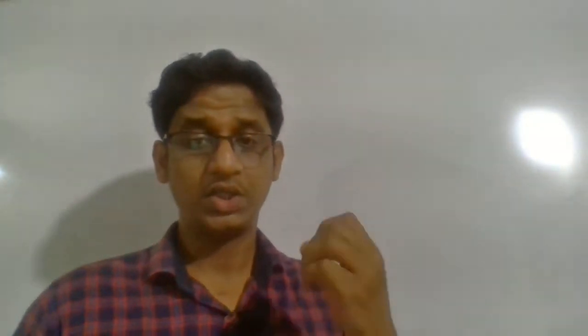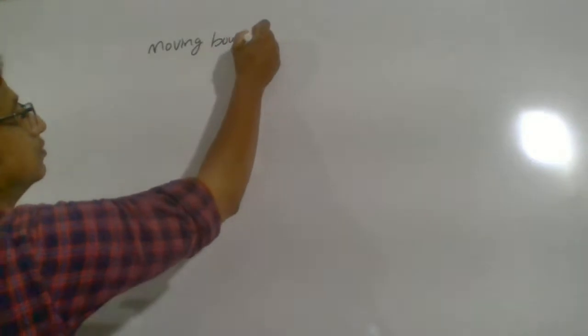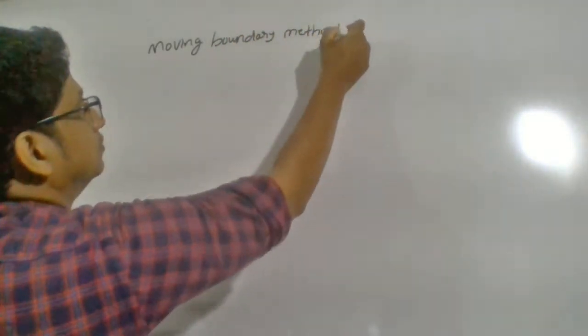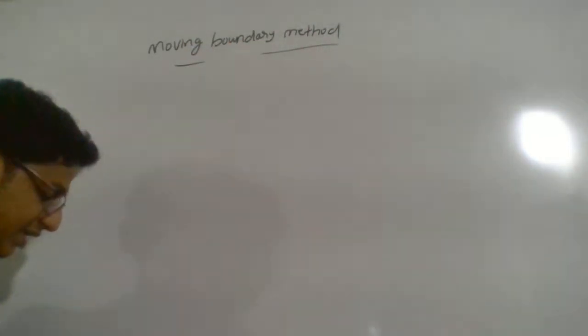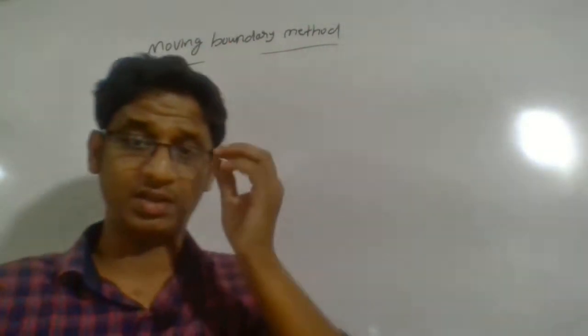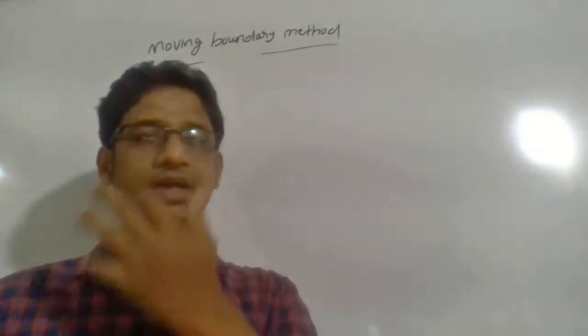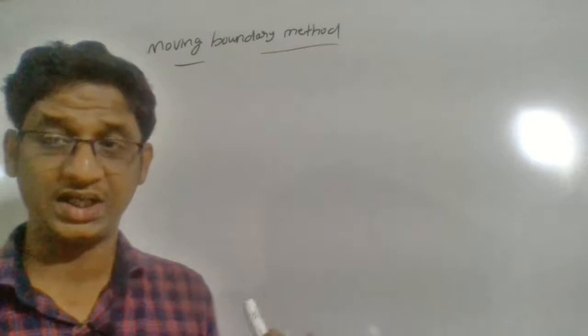Let us discuss the next method to determine the transport number of an ion, which we will call the moving boundary method. Now, as with the first one I discussed, this is also a method to determine the transport number of a particular ion. So, in this method, what is the experimental setup? That you have to understand now.